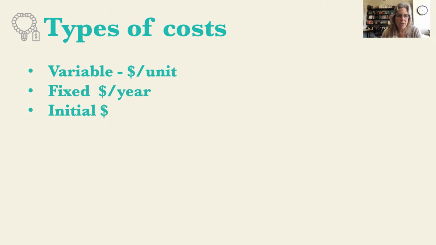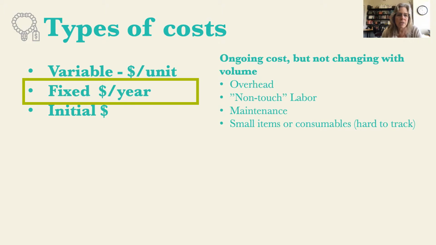The next type of cost is fixed costs. In these costs, we're looking at ongoing costs but not changing with volume. This is in contrast to initial costs. These are ongoing fixed costs. This would be something considered overhead, some non-touch labor. So you pay people, but they don't necessarily touch the product, also known as indirect labor. Maintenance costs, small items or consumables. These are the items we talked about in the variable category, that are technically variable, but are hard to track, so we consider them fixed costs.